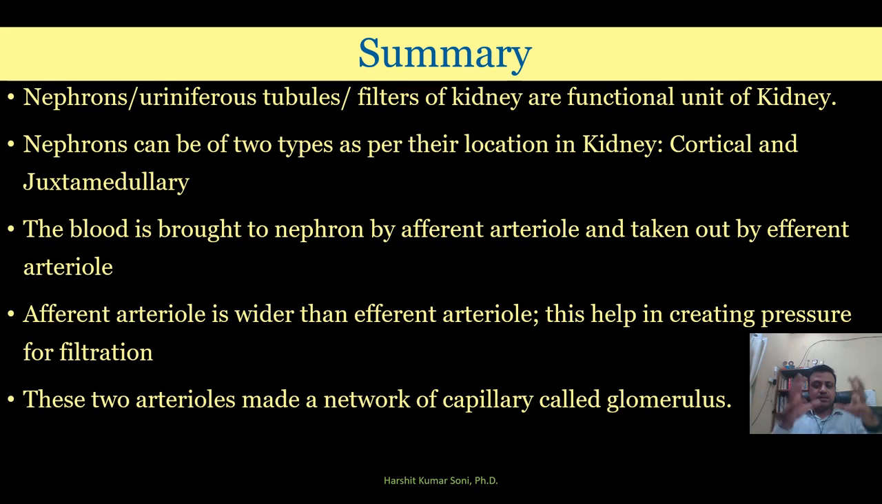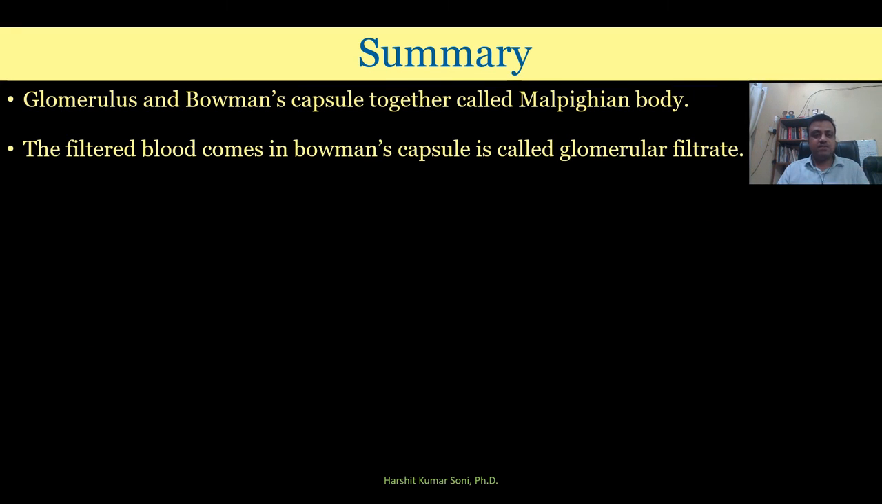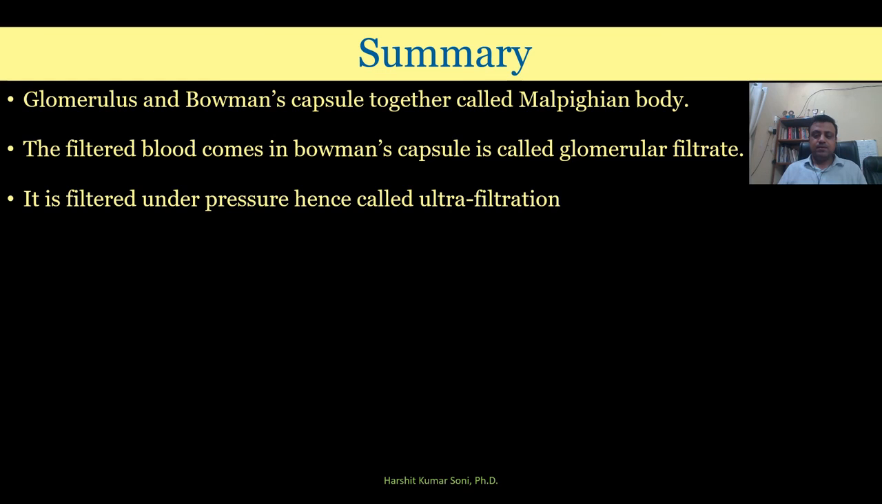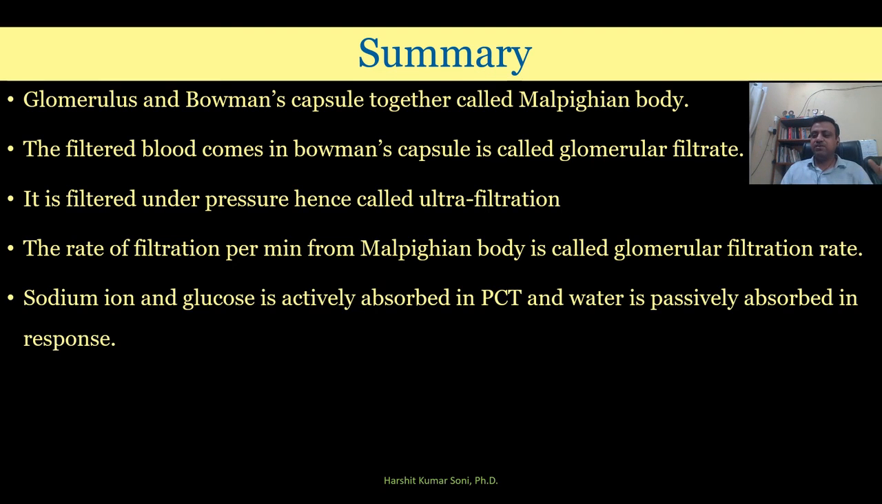And these two arteries form a network of capillaries called the glomerulus, and the glomerulus is present in a horseshoe-shaped structure of the nephron called Bowman's capsule. Together both of them are called the Malpighian body. The filtrate which comes into Bowman's capsule is called glomerular filtrate, and it is filtered under pressure, hence the filtration method is called ultrafiltration. The per minute rate through the Malpighian body is the glomerular filtration rate, GFR.